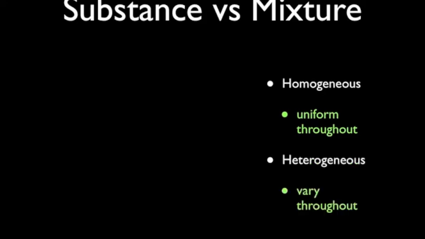Heterogeneous mixtures vary throughout. So again, once you've figured out that they can be separated by physical means, the question now comes to whether they're heterogeneous or homogeneous. If you took two samples, do they match up? Would they be the same? In a homogeneous mixture, the two samples would look the same, whereas in a heterogeneous mixture, the two samples would vary.